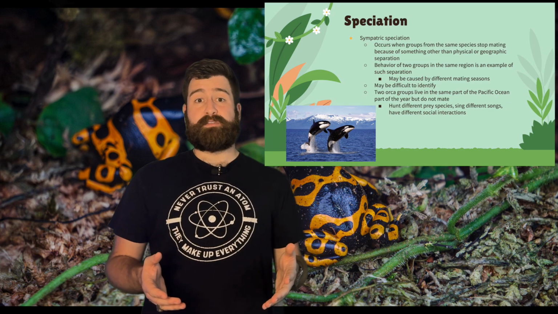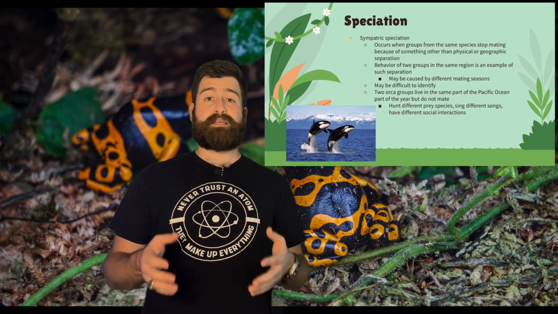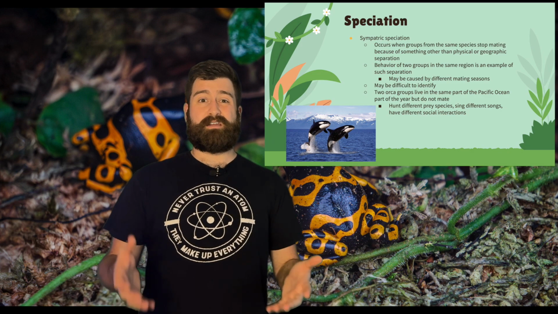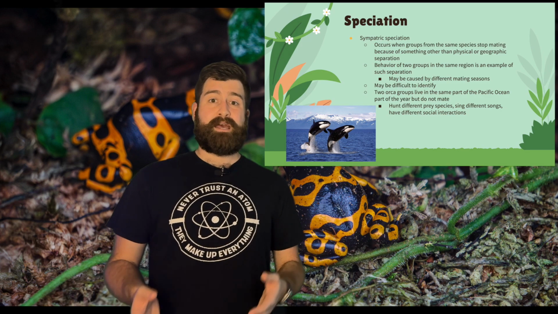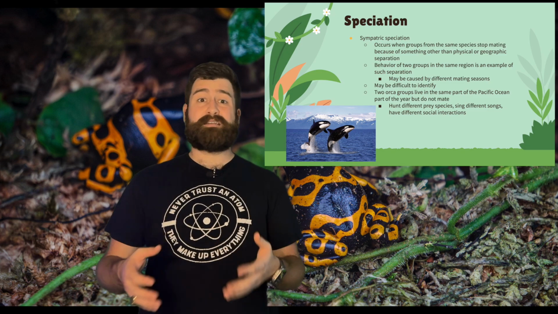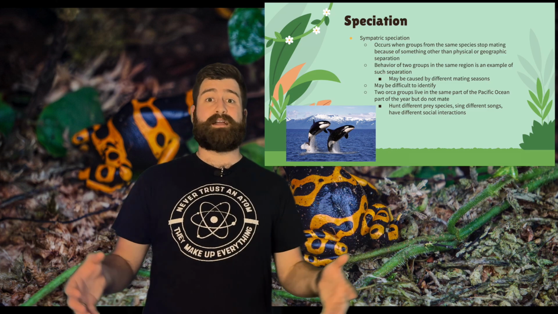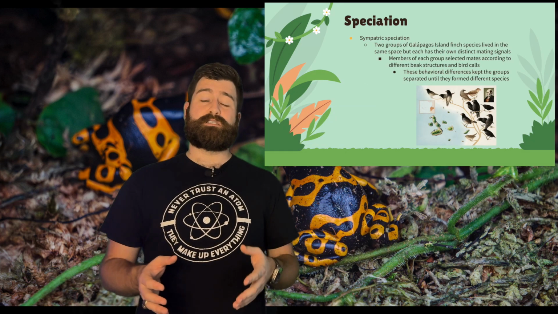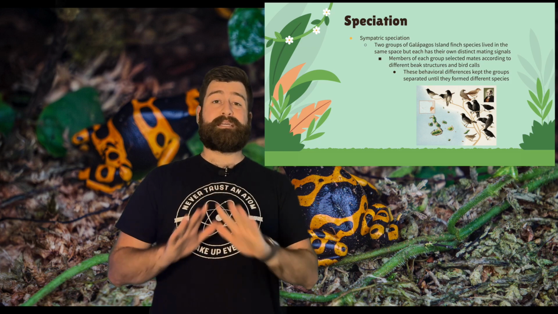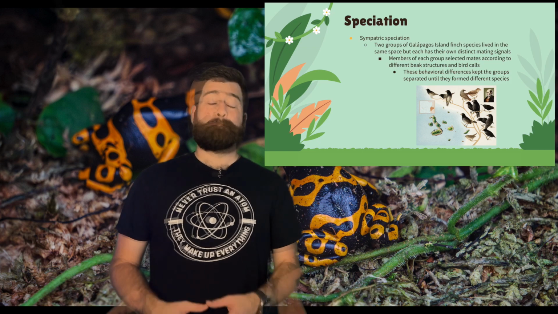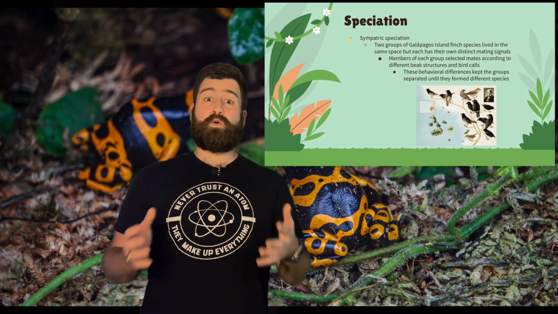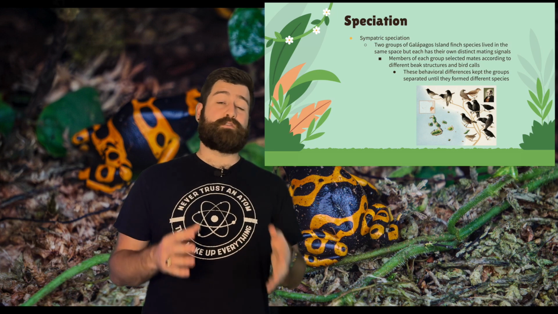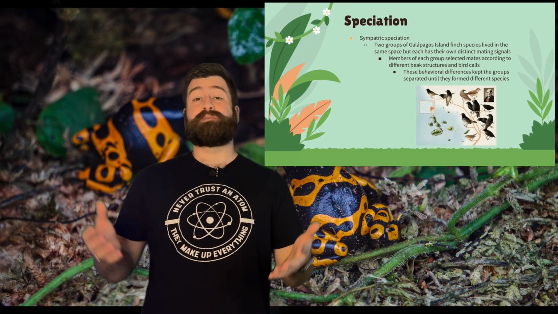One specific example of this, though, includes two orca groups that live in the same part of the Pacific Ocean part of the year, but they don't mate with each other even though they're in the same area at the same time. They hunt different prey species, they sing different songs, and they have different social interactions than one another. A different example involves two groups of the Galapagos Island finch species that live in the same space, but each has their own distinct mating signals. Members of each group select mates according to different beak structures and bird calls. These behavioral differences kept their groups separated until they eventually formed different species.